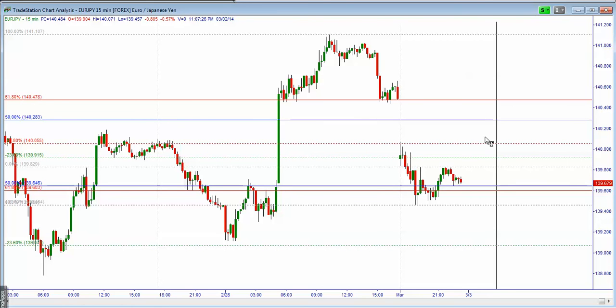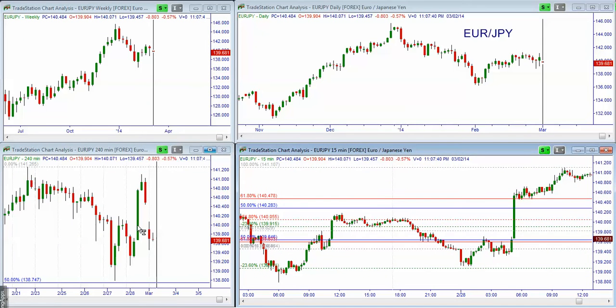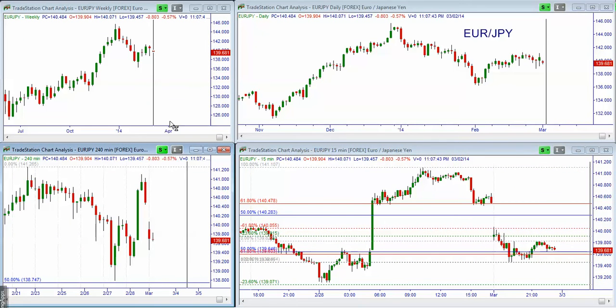actually trade the 61.8% of the next measured move. And when we break that, we can trade short with a stop above 140.47. That would be the next trade in this market if we actually retrace.